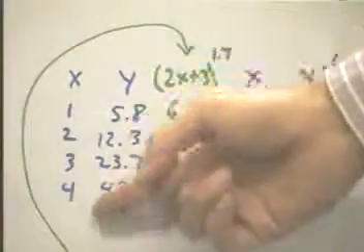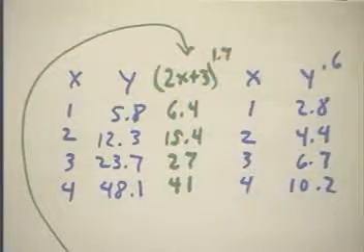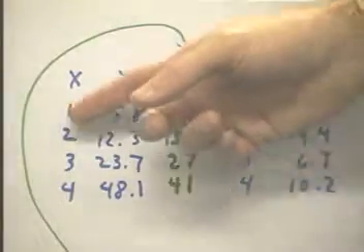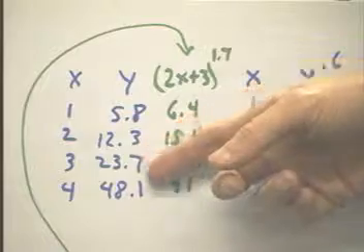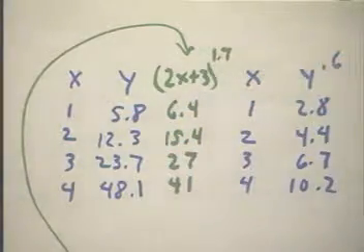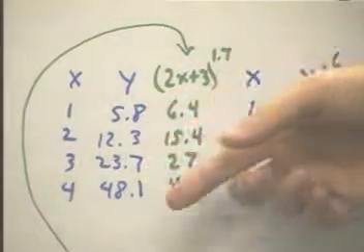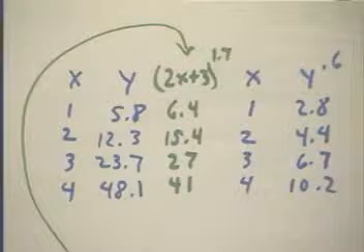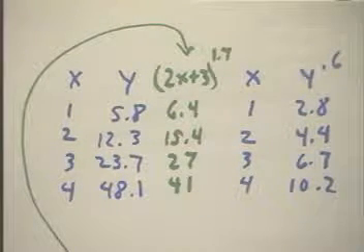We have here the same original data that we had in the preceding model. Okay, y versus x. The 5.8, 12.3, 23.7, 48.1 should be familiar to you. Now, in looking at this data, it's not immediately obvious that it should be an exponential model. Maybe it's a power function model of some kind.